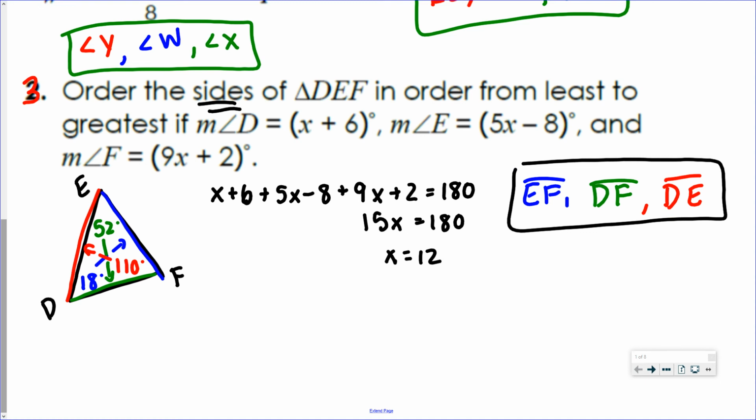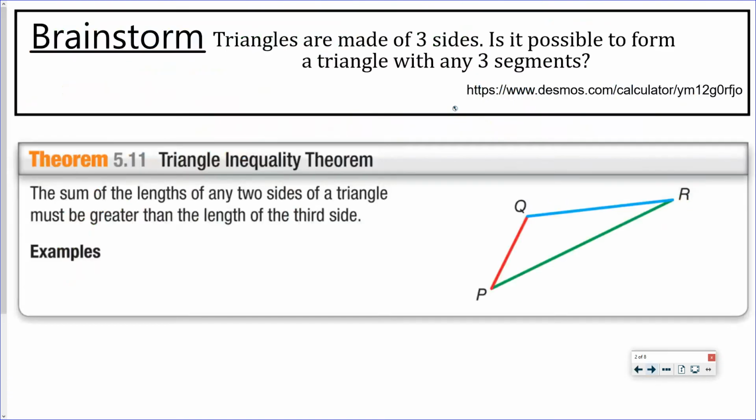Okay, that was a review from 5.3. Good stuff. 5.5 is a pretty short lesson again. And it's basically focused on one big theorem. So before I introduce you to that theorem, I want to hear from you guys.